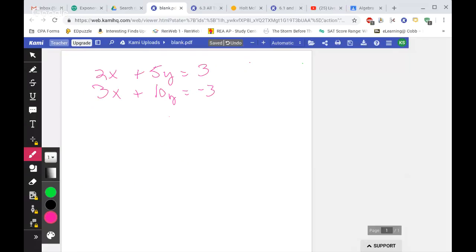That's good. The next thing we want to look at is are there terms that are multiples of each other? And there, in fact, is the y. 5y is a multiple of 10y because I could multiply 5 by 2 to get to 10. So that means I can multiply that top equation, everything by 2, in order to be able to eliminate the y term. 2 times 2x is 4x. 2 times 5y is 10y. And 2 times 3 is 6. So I'm going to rewrite this second equation.